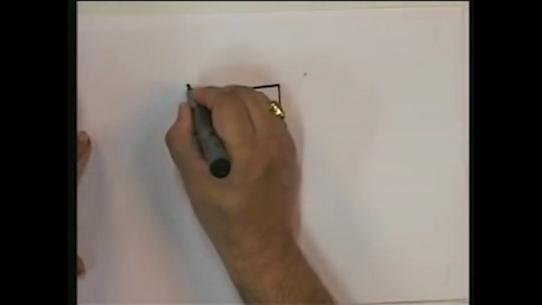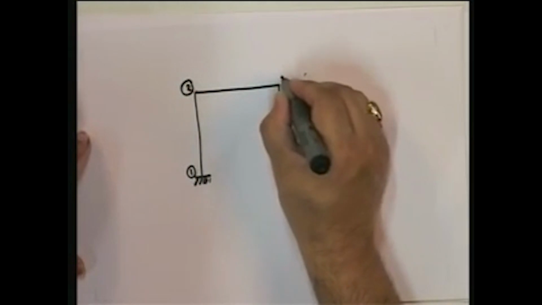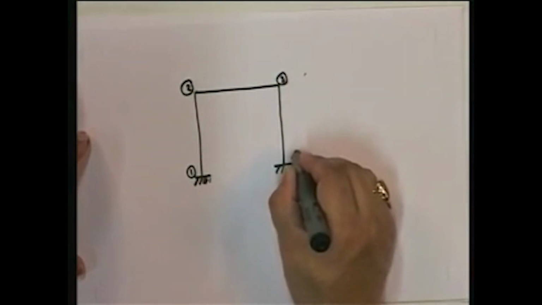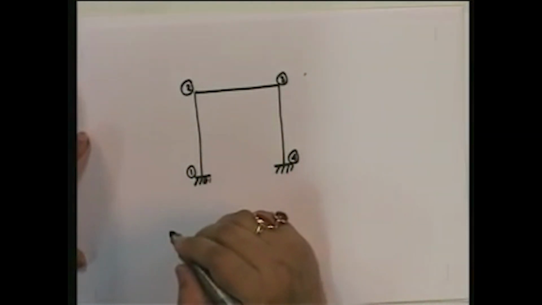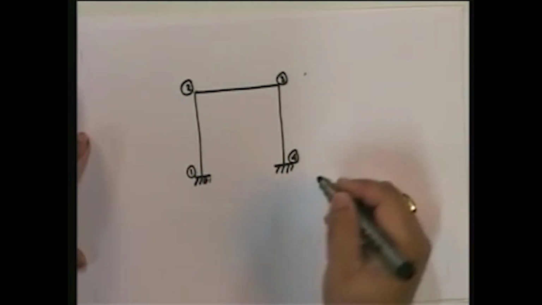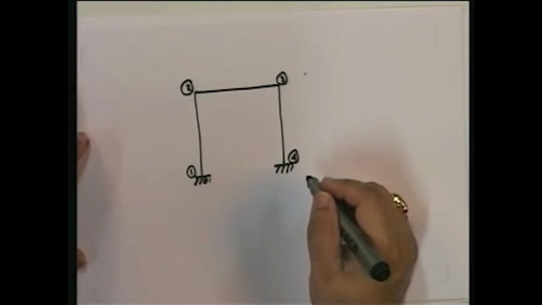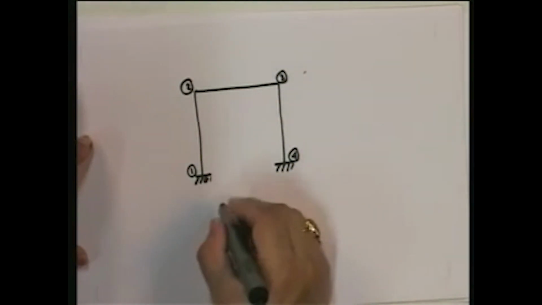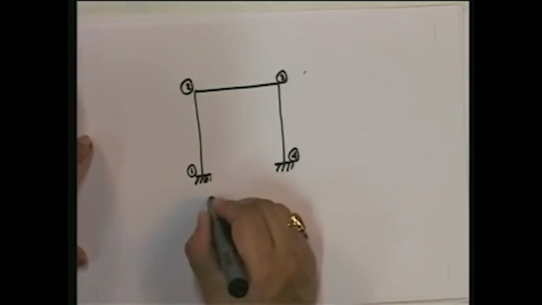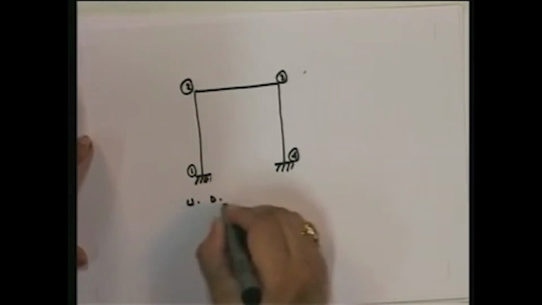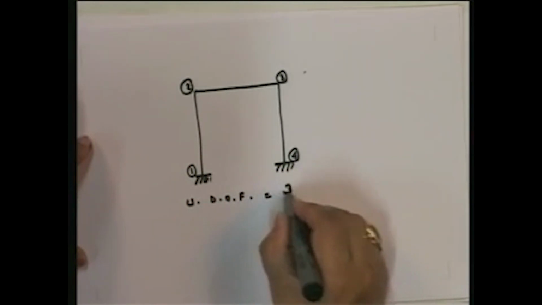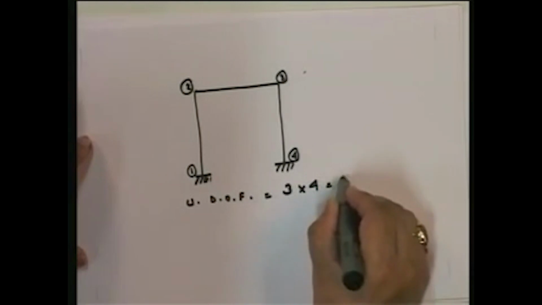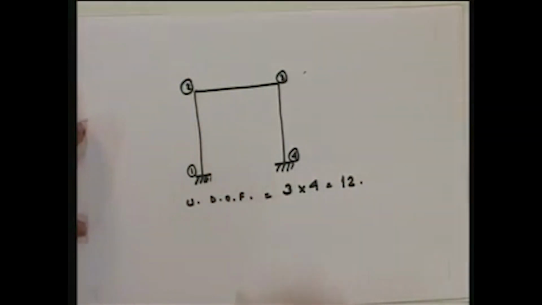1, 2, 3, 4. So there are 4 joints in this structure. So following my procedure, each joint unrestrained has 3 degrees of freedom. So the number of unrestrained degrees of freedom is equal to 3 into 4, 12. So unrestrained degrees of freedom is 12.